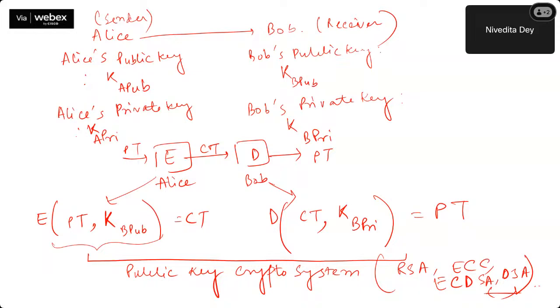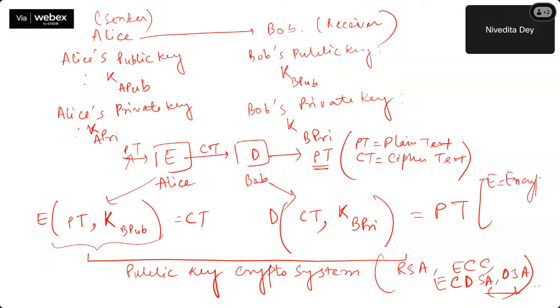And that extracted information is PT, where PT should be exactly equal to the original information that I want to give to you. So plain text is PT and CT is the ciphertext. And this E is the encryption algorithm, and D is the decryption algorithm.